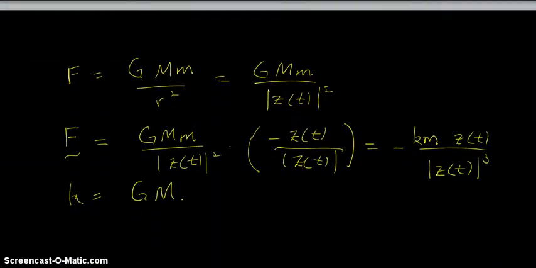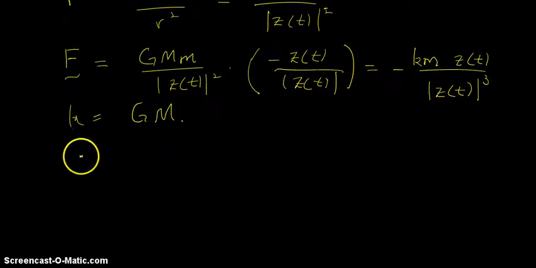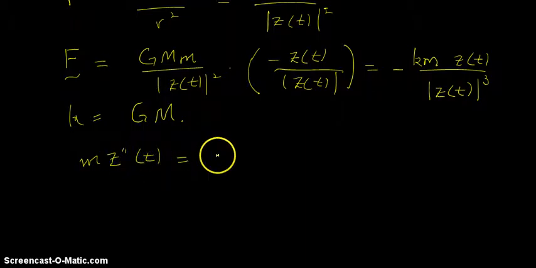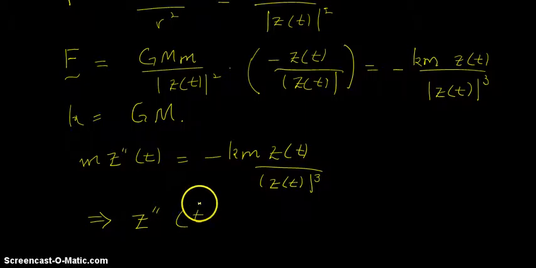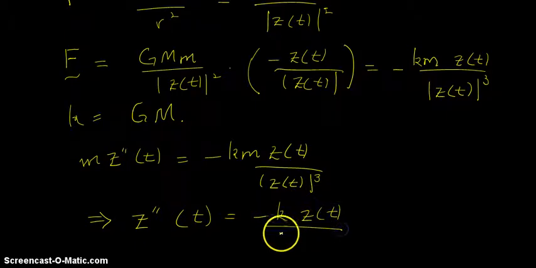So with that in mind, we can go back to here and write F as little m Z double dash of T equals minus K little m Z of T over mod Z of T cubed, and therefore Z double dash is just equal to minus K Z of T over mod Z of T cubed.